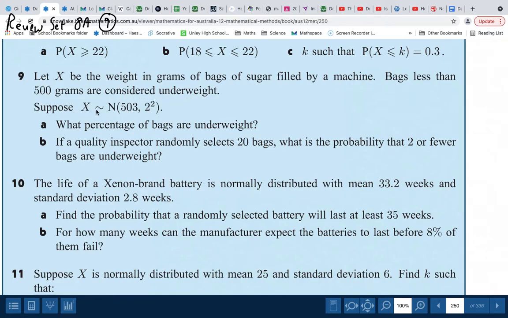This bit here means continuous random variable X is distributed normally, or distributed as a normal distribution with a mean of 503 grams and a variance of 4, which means a standard deviation of 2. What percentage of bags are underweight?